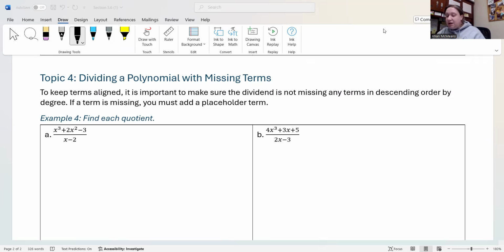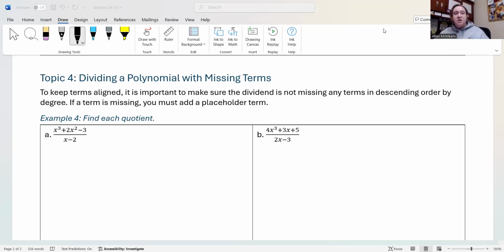And what you're going to see here is a dividend that's missing a term. As far as degree is concerned, it's missing a term. So you might go from x squared to a constant and skip that linear term, that plain x term. Well, we don't want to just get rid of it. We still need a placeholder for it. Once you figure out the degree of the polynomial, so the highest exponent, you need to make sure every other exponent and a constant is part of the dividend so that you have these placeholders. Okay, and they become very, very necessary.